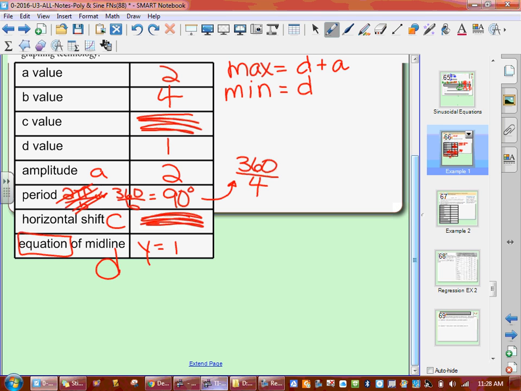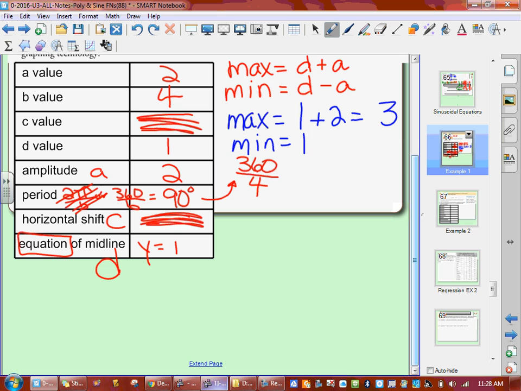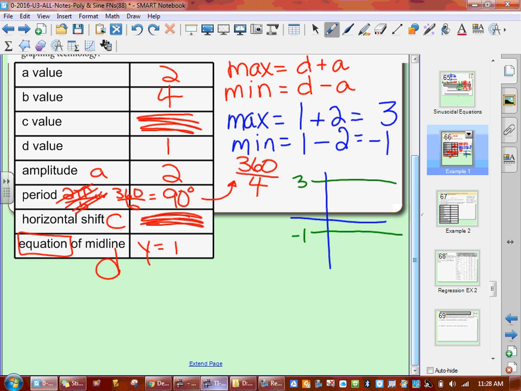So if I want my maximum point, my max is going to be my D value plus my A value, which is going to be 3. My min value is my D value minus my A value, which is -1. So now I know that on my graph, it's going to go from -1 all the way up to +3. And that's where it's going to do its waves. That's what it tells me about it. Okay, I'll let you finish writing that down, and we're going to move to the next one.